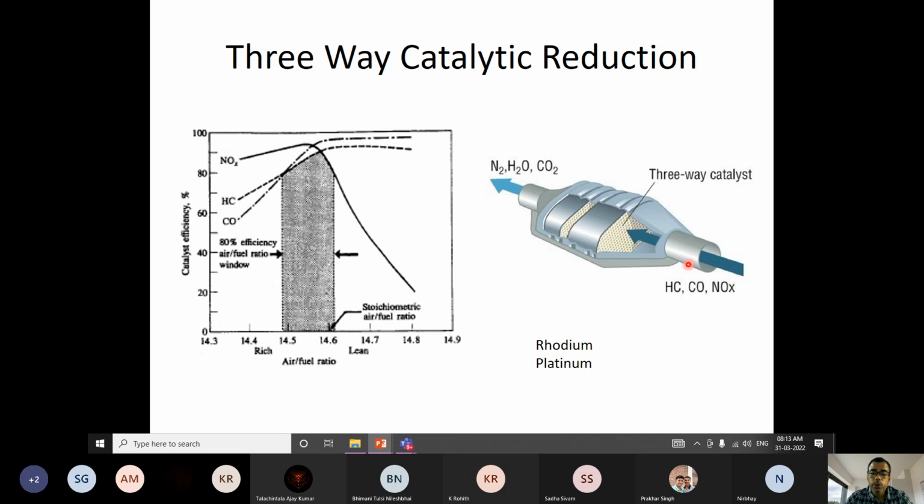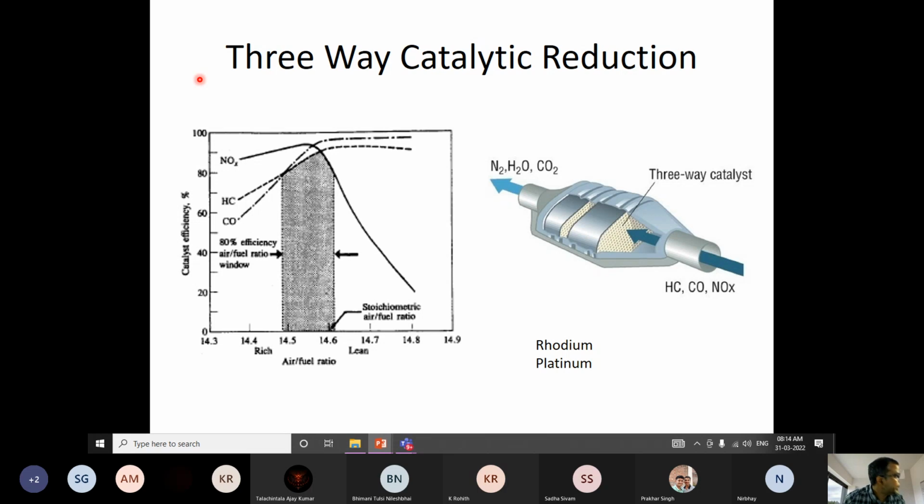Okay, so some of the exhaust after treatment systems that are currently being used in the automotive industries we also need to study. One of them is the three-way catalytic converter or three-way catalytic reduction, in short form TWC.